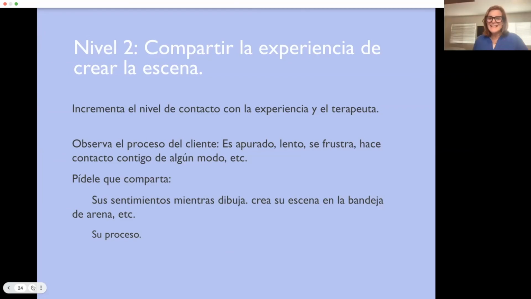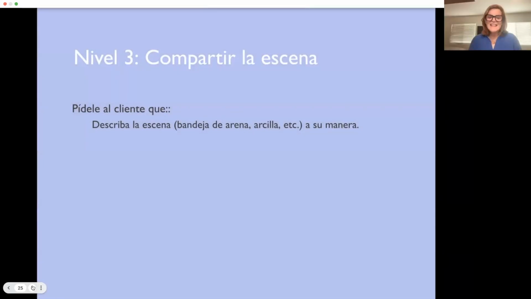And what was it like when you picked that item and while you were drawing it? It made you feel what? Or it made you think what? And then they can actually describe the scene.